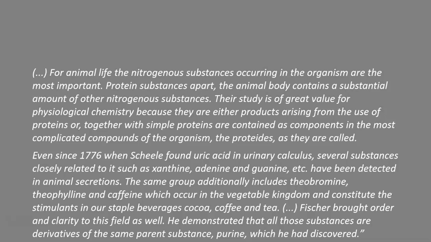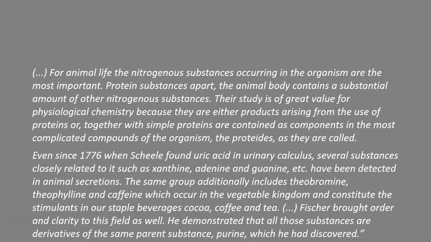For animal life, the nitrogenous substances occurring in the organism are the most important. Protein substances apart, the animal body contains a substantial amount of other nitrogenous substances. The study is of great value for physiological chemistry because they are either products arising from the use of proteins or, together with simple proteins, are contained as components in the most complicated compounds of the organism, the purines, as they are called.